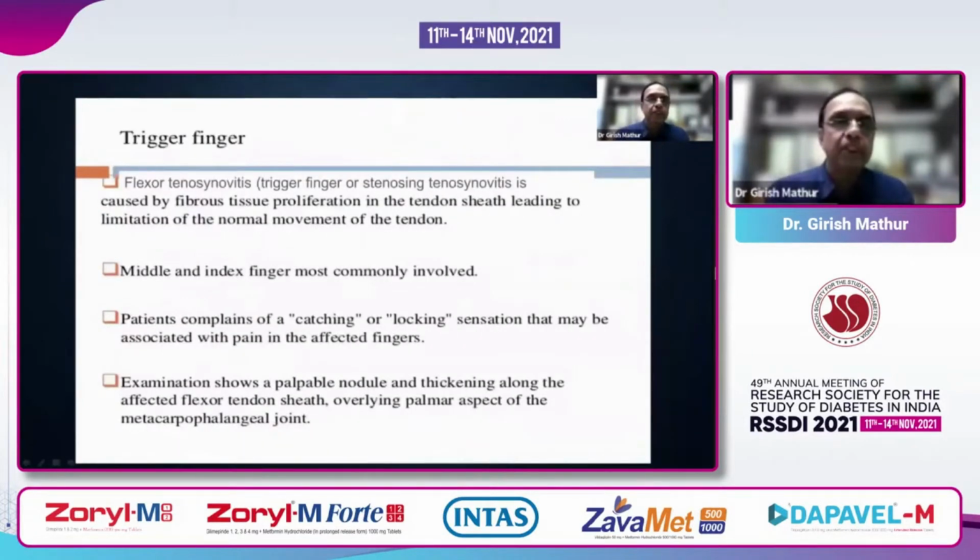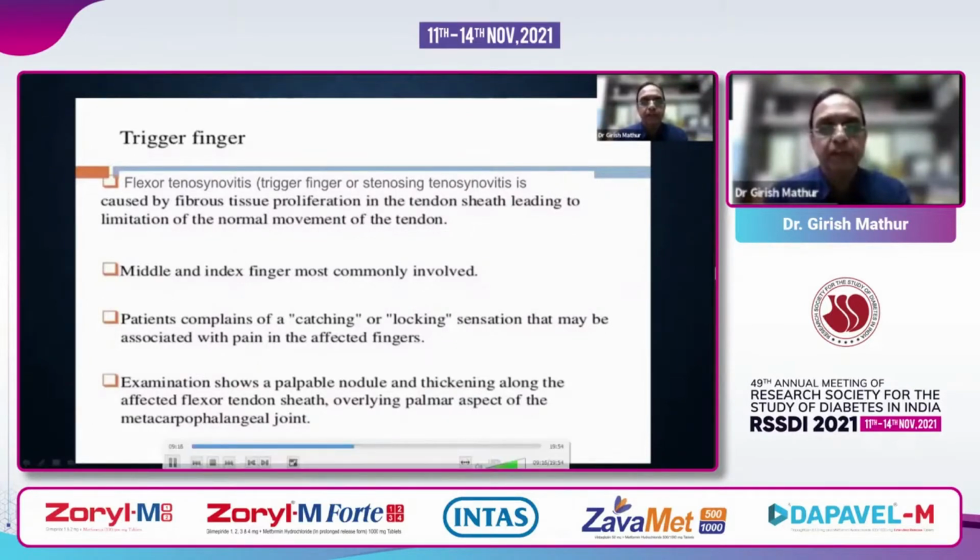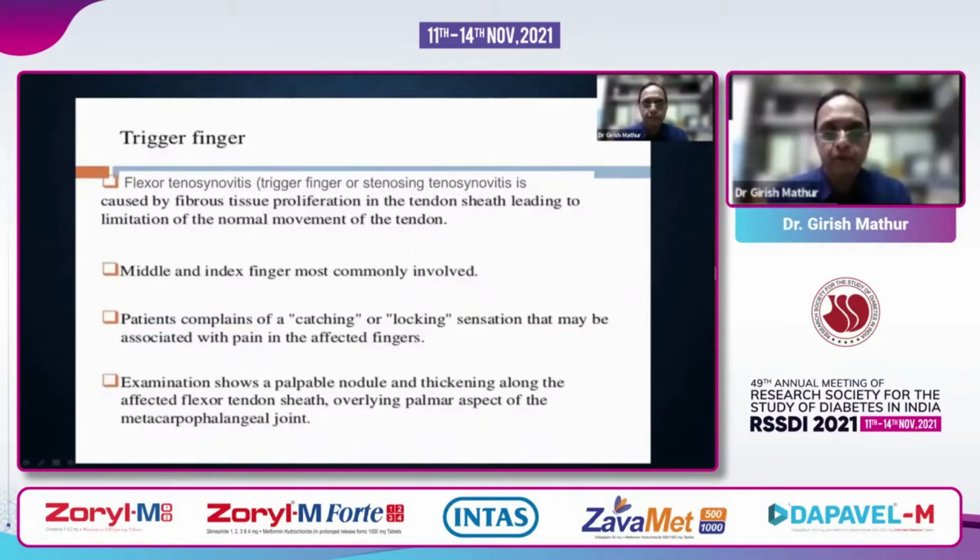One more rheumatological disorder commonly seen in diabetes is trigger finger, or flexor tenosynovitis, or sclerosing tenosynovitis. It is caused by fibrous tissue proliferation in the tendon sheath, leading to limitation of the normal movement of the tendon. Middle and index fingers are most commonly involved. Patients complain of a catching or locking sensation that may be associated with pain in the affected finger. Examination shows a palpable nodule and thickening along the affected flexor tendon sheath, overlying the palmar aspect of the metacarpophalangeal joint.